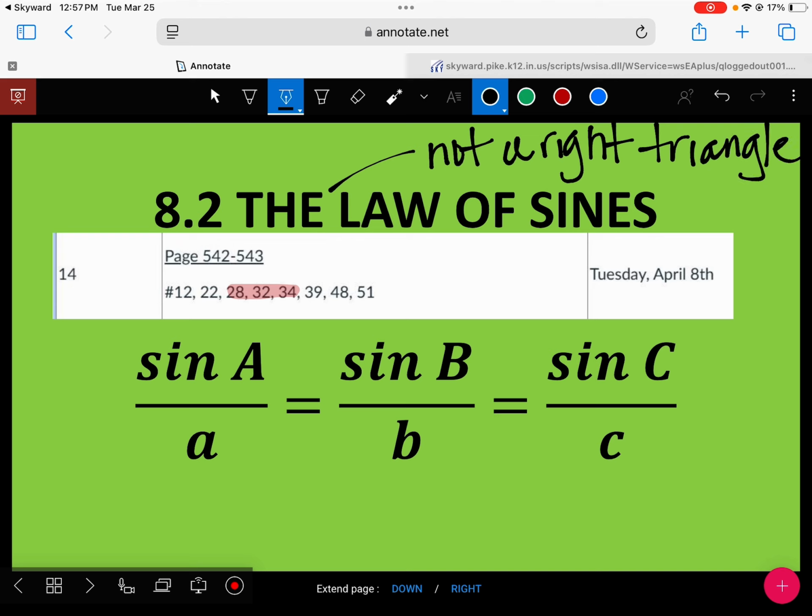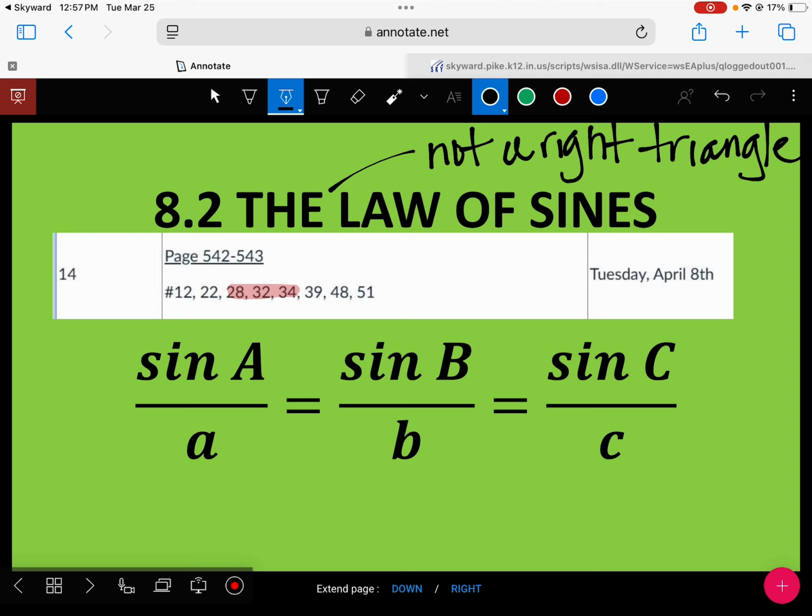So now we're looking at triangles that don't have a 90-degree angle. They could be obtuse triangles, they can be acute triangles, but they are not right triangles. Because they're not right triangles, a lot of the pieces that we used in 8.1, because 8.1 was all right triangles, we cannot use. Because this is not a right triangle, we cannot use the Pythagorean theorem. We also cannot use SOHCAHTOA, because only a right triangle has a hypotenuse. If it's not a right triangle, we don't have a hypotenuse. So this is out the door.